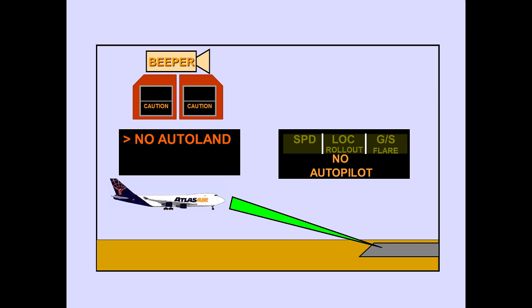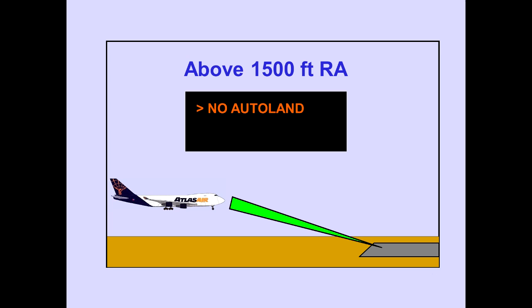The ICAS caution message, No Autoland, indicates 2 or 3 autopilot systems have failed and an automatic landing is not possible. No Autoland is also displayed on the PFD. Above 1,500 feet radio altitude, the ICAS advisory message, No Autoland, indicates that 2 or 3 autopilot systems have failed.